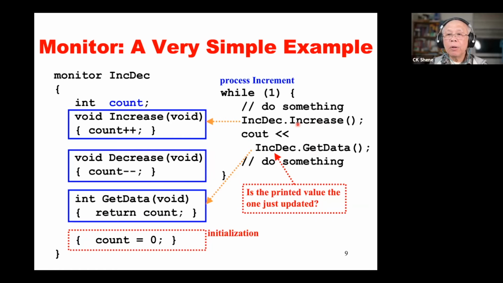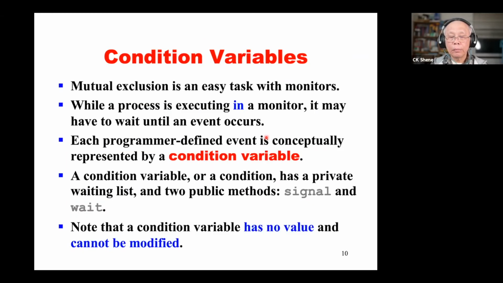So even though I write a program in 2 statements, it's very likely that between the call to increase and the call to get data, someone may cut in doing something inside the monitor. Usually rather unpredictable. Then the next important concept is condition variables.